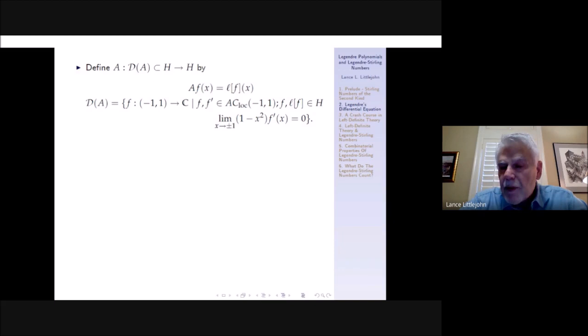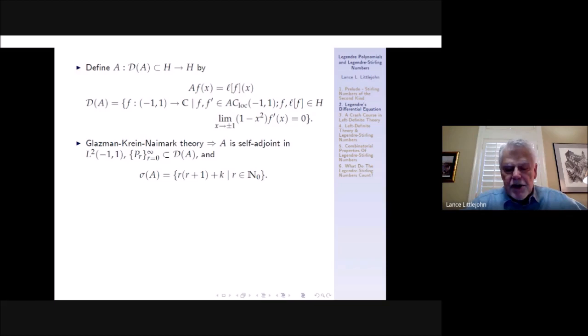Now, for students out there that haven't seen absolute continuity, this isn't quite true, but think of continuous functions. That's very wrong, but it's okay for this discussion if you've never seen AC before. Just think of continuity.